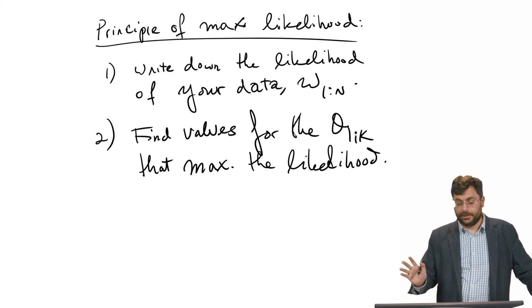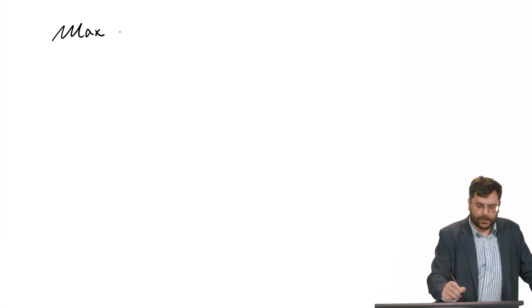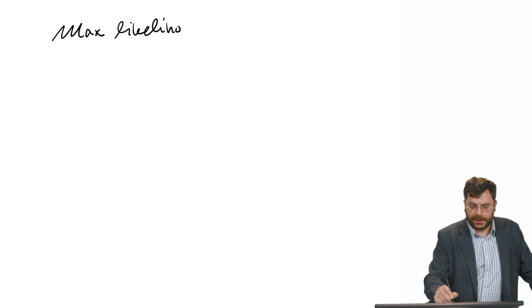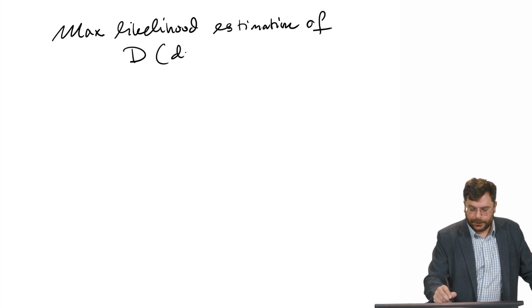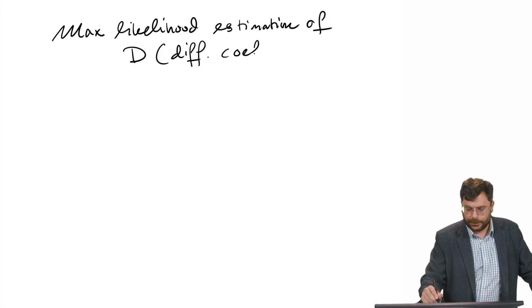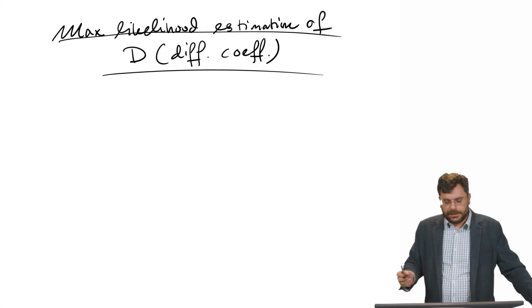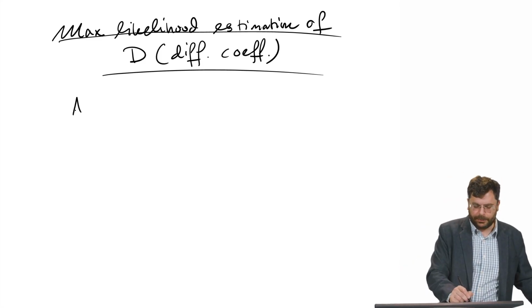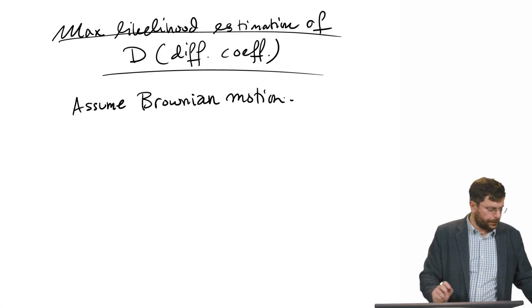Okay, so let's look at this in the context of a simple Brownian example. So this will be a maximum likelihood estimation of my D, which is my diffusion coefficient. Okay, so let's assume that we have Brownian motion.